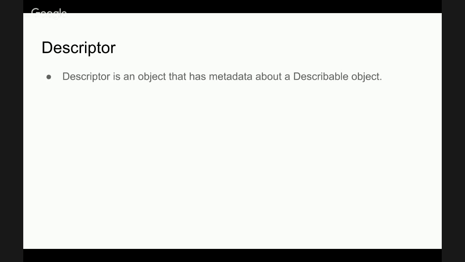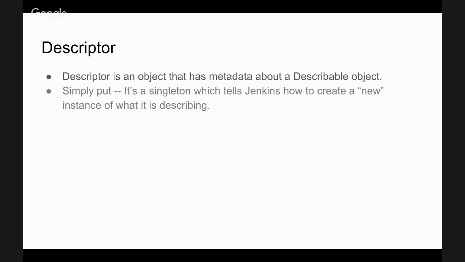So the next part I'm going to talk about is these things called descriptors. The definition of a descriptor is an object that holds metadata about a describable object. I think of it kind of like a singleton, and how you create a new instance of what it's describing. Kind of like a fresh install of a specific item or a specific class.